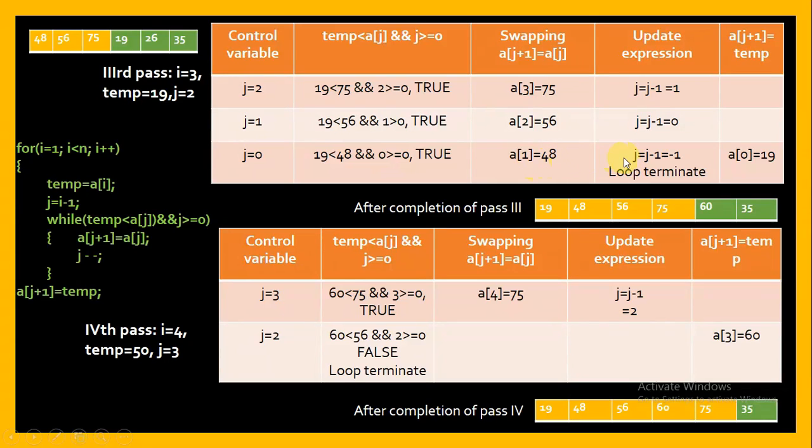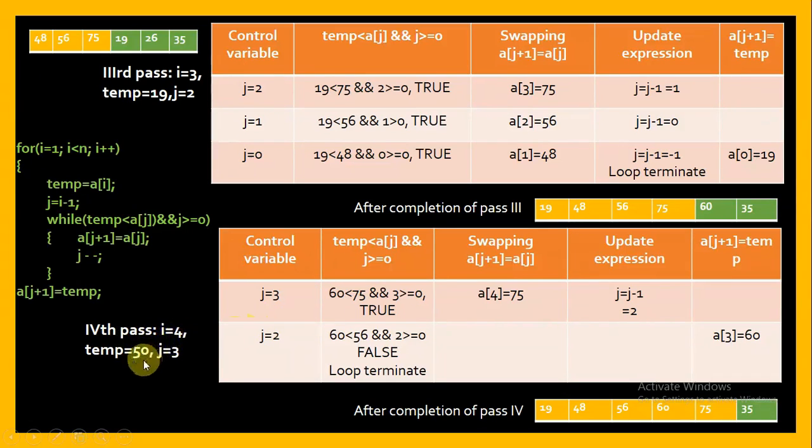You can see here, if we further decrement j, j will become -1. So this condition will become false and the loop will terminate. And after the termination of this loop, we will come to this statement, and a[0] will contain the value 19. So you can see how we are making space for this element 19. We are shifting all the elements one step back so that we can make space for 19. Similarly, these passes will also take place.